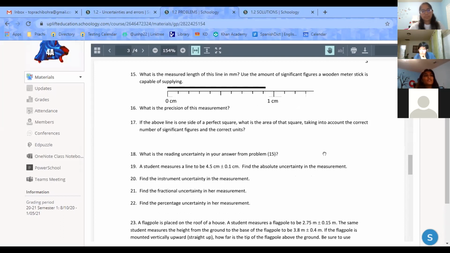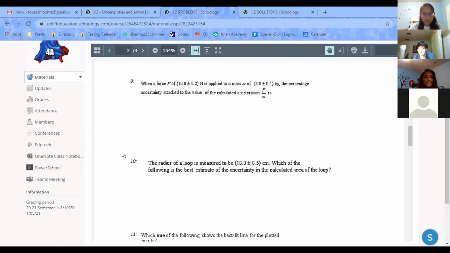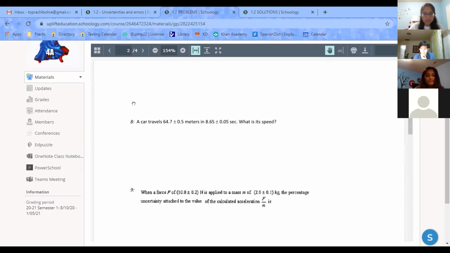Okay, can we try number 8? It has to do with speed. We're given distance and time. Yeah, I actually did this one. I actually got this one wrong at first because I forgot to do the multiplying that we were just talking about, so I had to go back and do that.